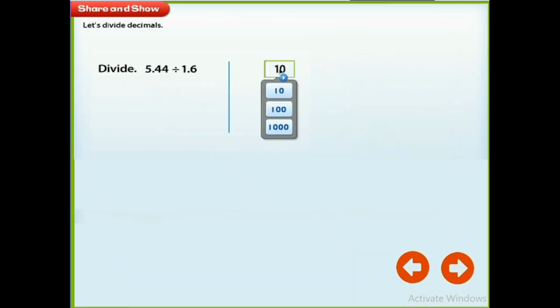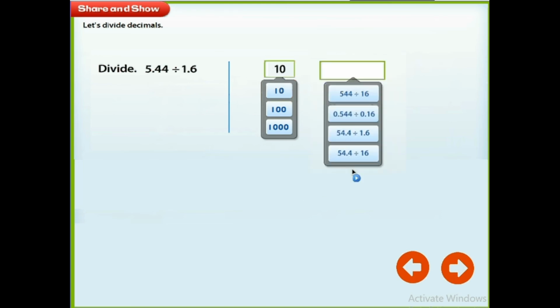In this example, the divisor 1 and 6/10 must be multiplied by 10 for it to become a whole number. Therefore, I also multiply the dividend by 10. The new dividend and divisor are 54 and 4/10 and 16. The quotient of 54 and 4/10 divided by 16 is 3 and 4/10. Therefore, 5 and 44 hundredths divided by 1 and 6/10 is equal to 3 and 4/10.